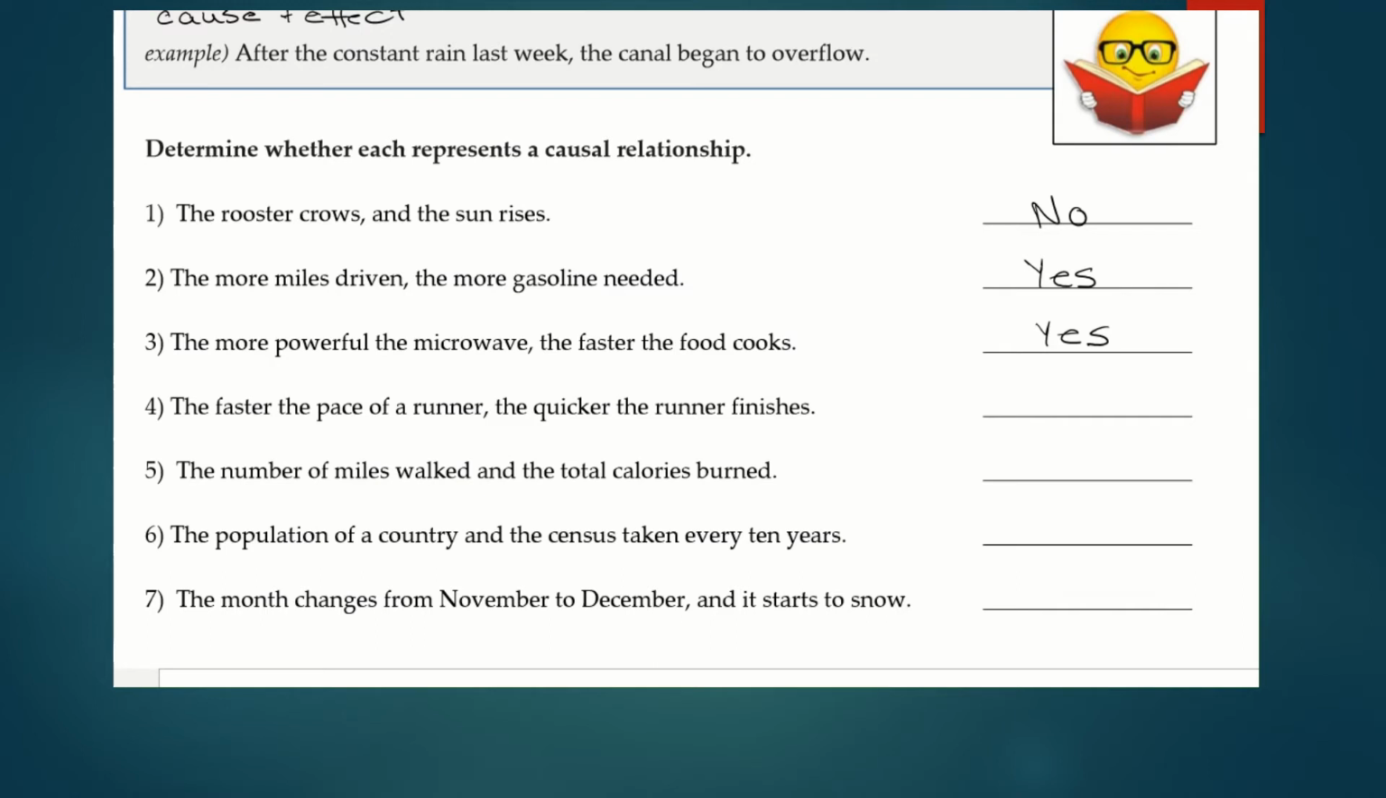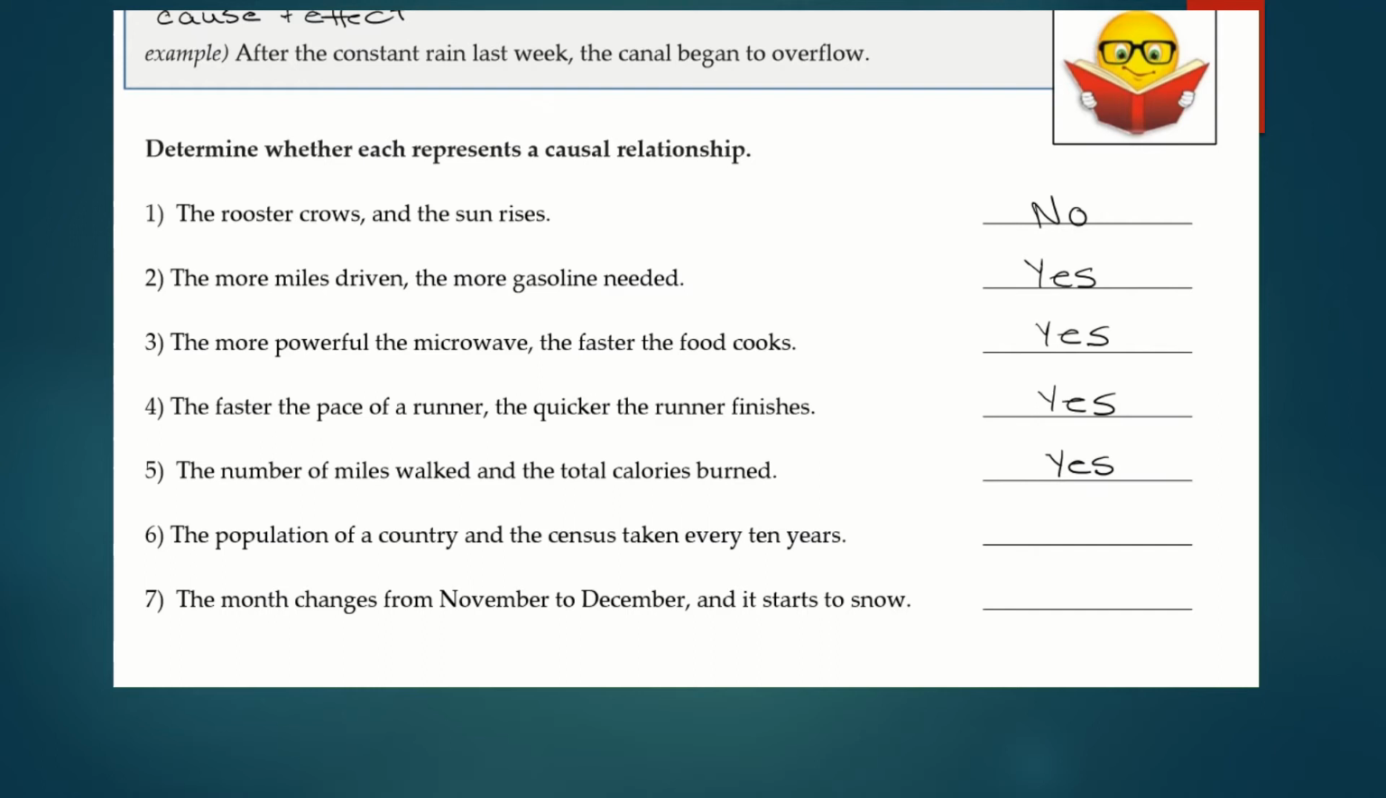Number 4, the faster the pace of a runner, the quicker the runner finishes. Well, absolutely. Isn't that what a race is all about? Whoever's the fastest is going to win. So this is definitely a cause and effect relationship. Number 5, the number of miles walked and the total calories burned. This is definitely cause and effect. Obviously, the further you go, the more calories you're ultimately going to burn because you're going to be using energy.